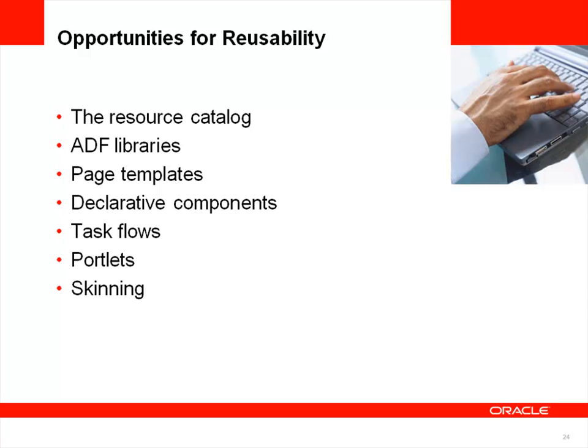First, the resource catalog in JDeveloper lists the available resources for use in developing an application. This may be a file in a file system, a deployed jar file, etc. ADF libraries are a unique way to package reusable ADF components, discussed further in some later slides. Page templates and declarative components are used to build a consistent user interface among pages in an application. Task flows allow for reuse of pages, method calls, and other activities that make up a task. Portlets and skinning govern the display of the user interface so that it contains a consistent look and feel.